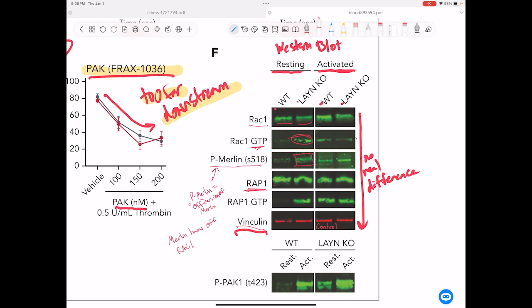Okay, we also had the ability to look at another GTPase called RAP1. RAP1, again, we have similar amounts of the total amount of RAP1, but look at how much of the active form there is just sitting around in the Layilin knockouts. What this whole figure is showing us is that the Layilin knockouts are primed to activate.